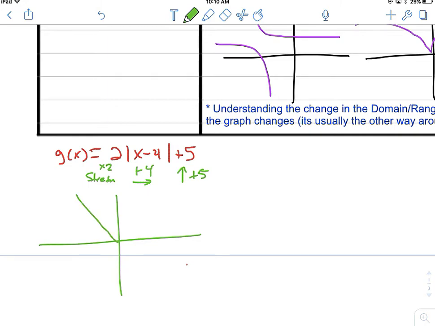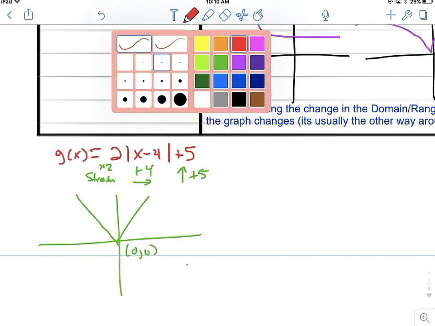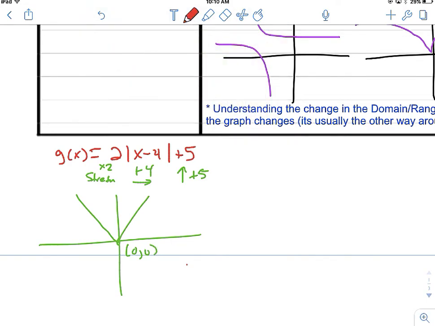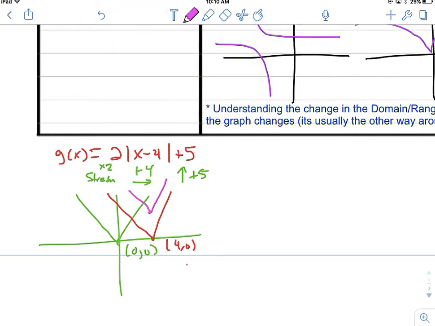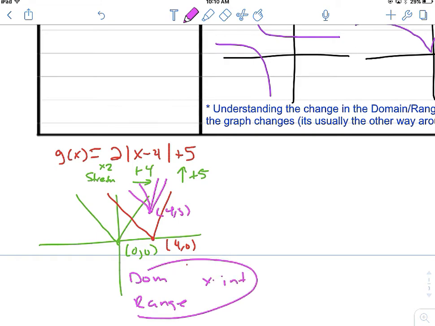So you start at the parent and analyze the parent to start at 0, 0. And then you start putting in your shiftings. The minus 4 in there is going to shift it to the right 4, and then you can surmise that now becomes 4 comma 0. Then the plus 5 will move it up 5, so that will be 4 comma 5. And then it gets a little skinnier, and it's still at 4, 5. From here, now you can write your domain and your range, and maybe you find x-intercepts or whatever, etc. But you do it from basically looking at the graph you produce.